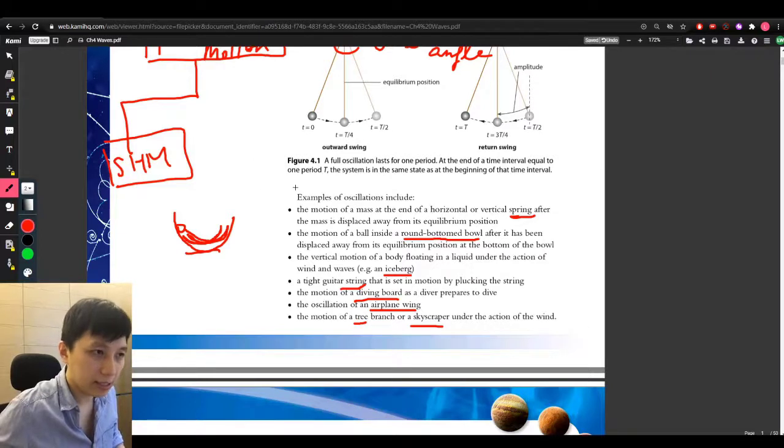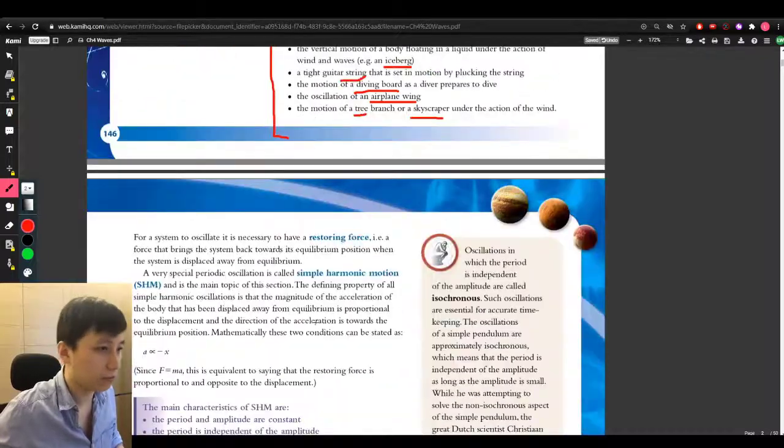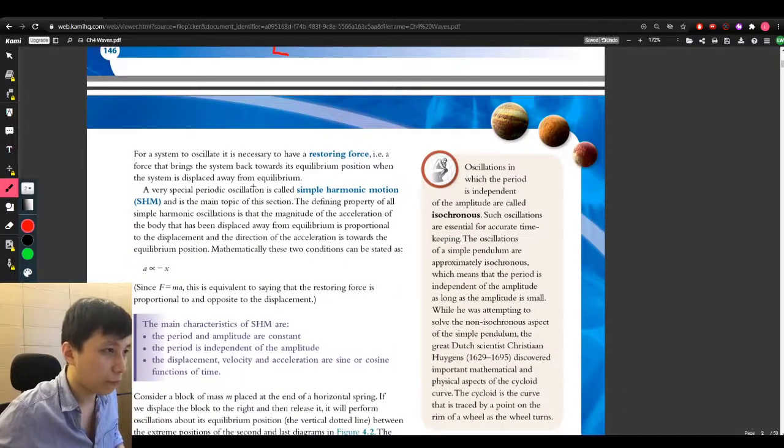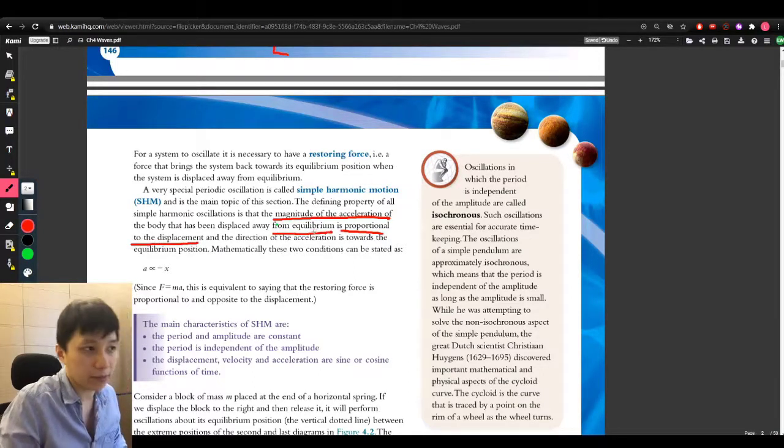So notice that these are just examples of oscillations. They are not necessarily simple harmonic motion. So now we'll go into the definition of simple harmonic motion. First of all, in order to have simple harmonic motion, we must have the magnitude of the acceleration proportional to the displacement from the equilibrium.